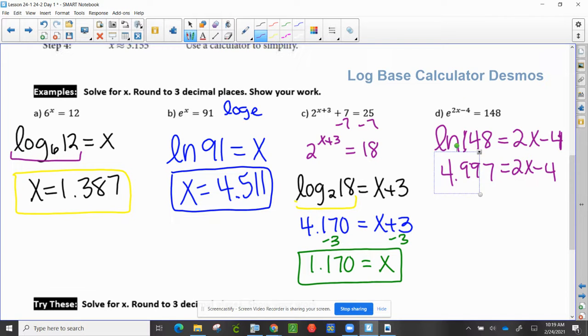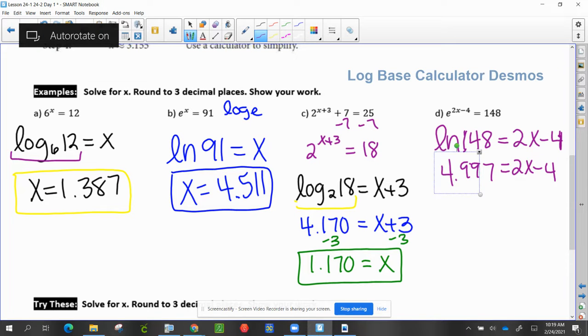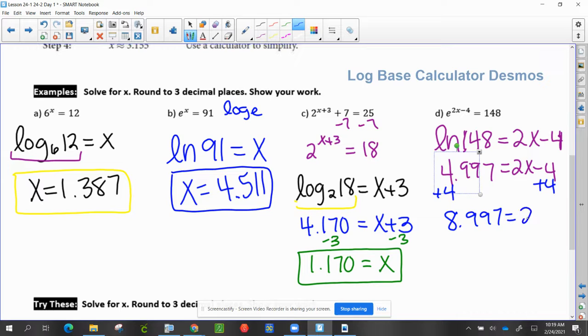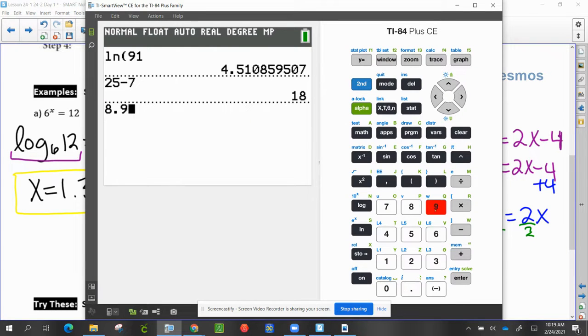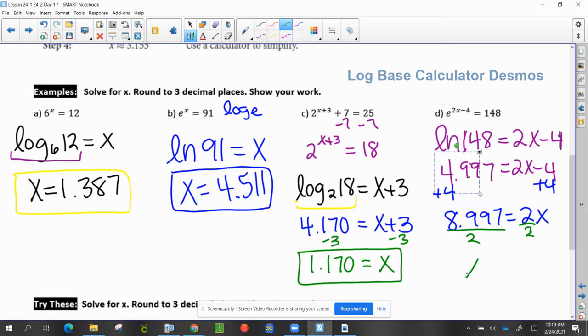We have a two-step equation still to solve for x. So let's start by doing our 2 steps. Okay, I'm going to add 4 to both sides. That becomes 8.997. Okay. And then final step, divide out that 2. So this I probably will need a calculator for. 8.997 divided by 2. You get x is 4.4985. So we'd have to round that up. 4.499.